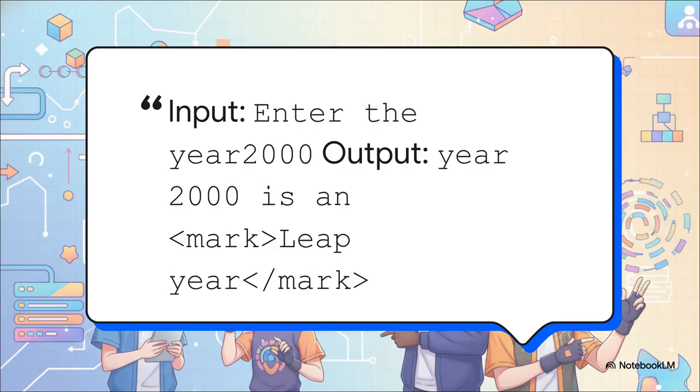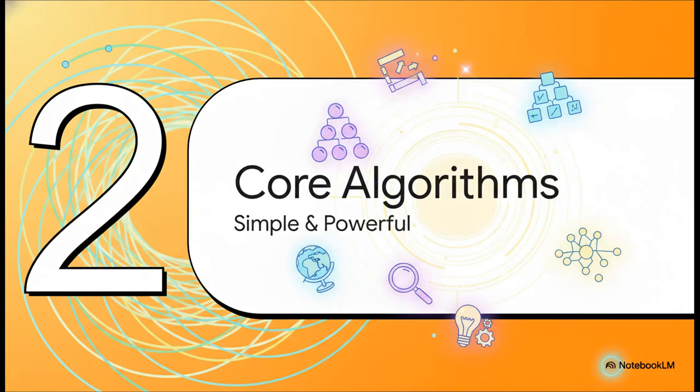And boom, here's the proof. We give the program an input, in this case the year 2000. It runs that logic we just talked about, and out comes a clear, correct answer. This simple little loop, input, process, output, that's the fundamental heartbeat of pretty much all programming. Okay, let's level up. On to Section 2, Core Algorithms.